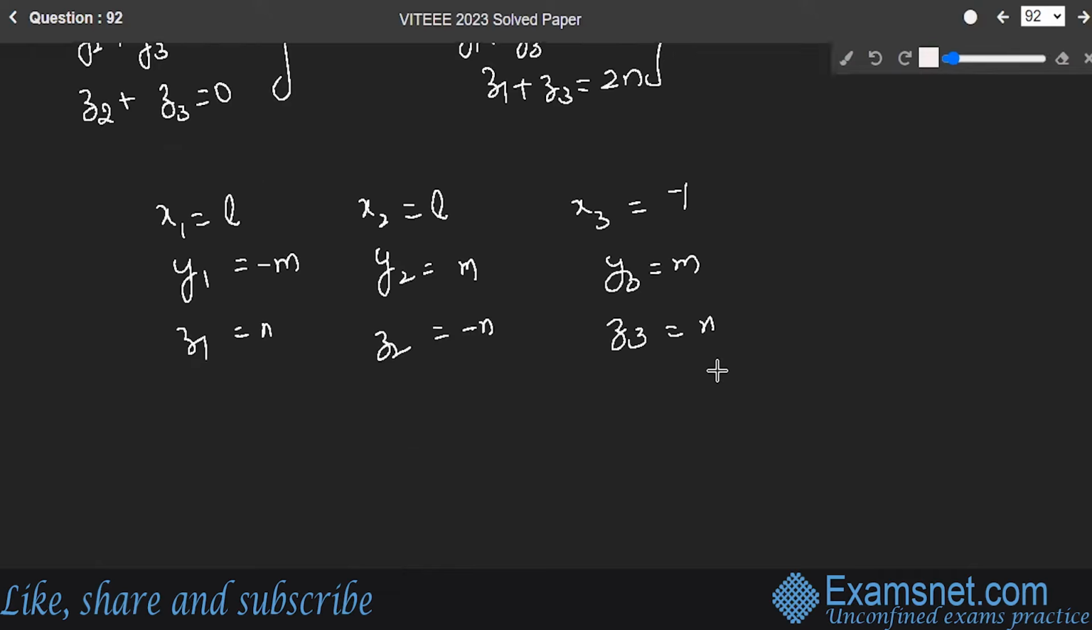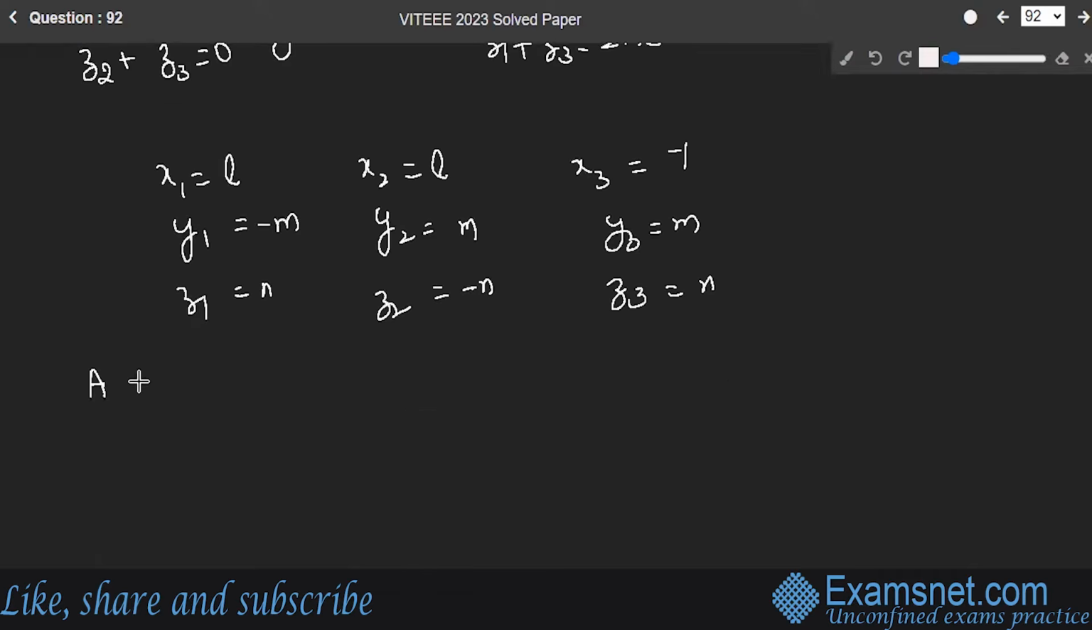Okay, so now let's make the coordinates. Coordinates for A will be (L, minus M, N). For B, it will be (L, M, minus N). For C, it will be (minus L, M, N). These are the three coordinates.